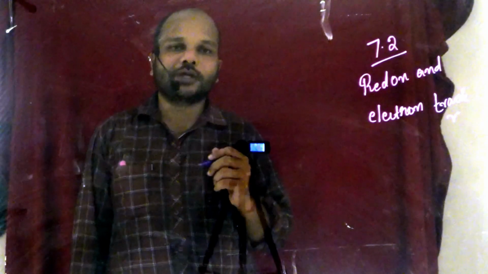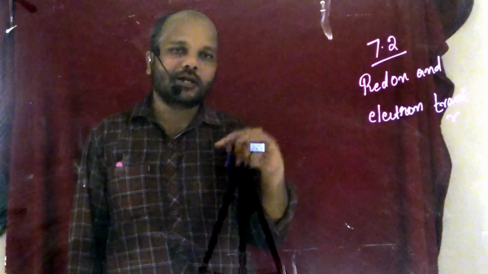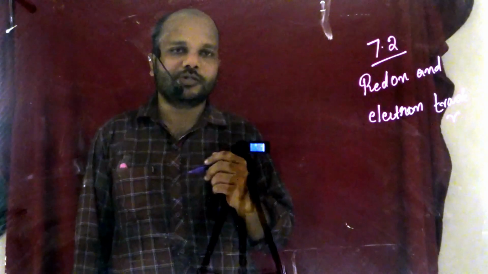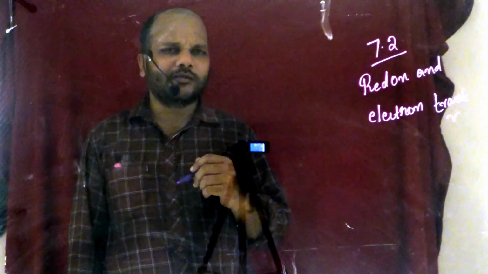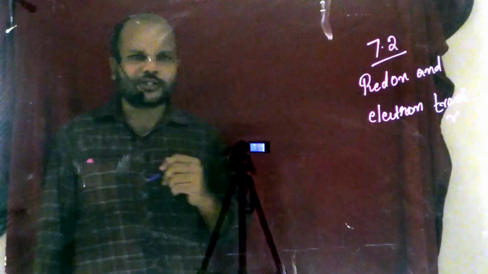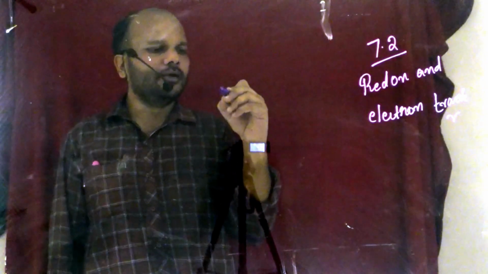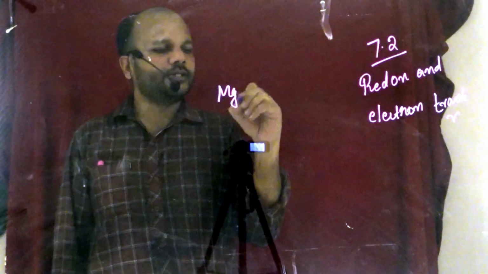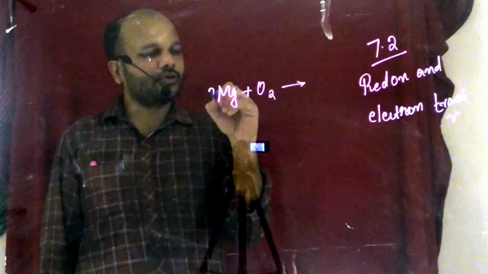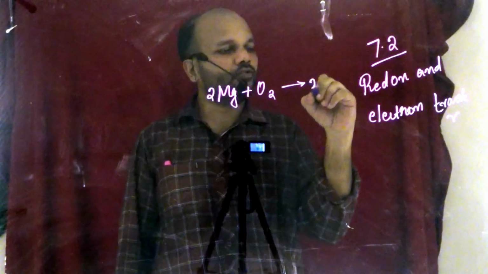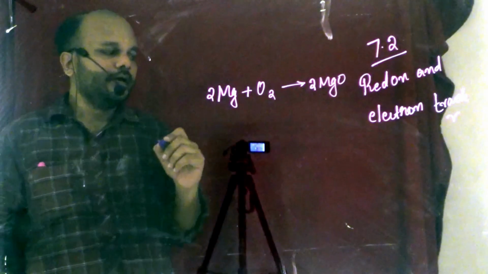I already told you the redox reactions are a concurrent occurrence. It is the simultaneous occurrence of oxidation as well as reduction, right? So you are very familiar with that. We will see one reaction belonging to this particular category. For example, let's see how magnesium reacts with oxygen. If magnesium is reacting with oxygen, it is going to form MgO. So this is the reaction it is going to follow.